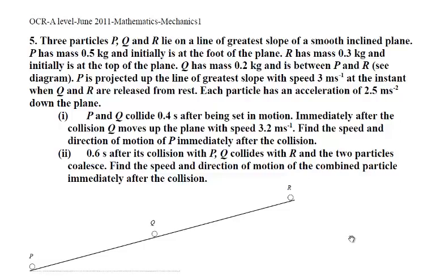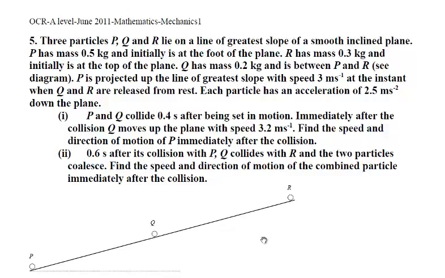Three particles P, Q and R lie on a line of greatest slope of a smooth inclined plane. P has mass 0.5 kilograms and initially is at the foot of the plane. R has mass 0.3 kilograms and initially is at the top of the plane. Q has mass 0.2 kilograms and is between P and R.